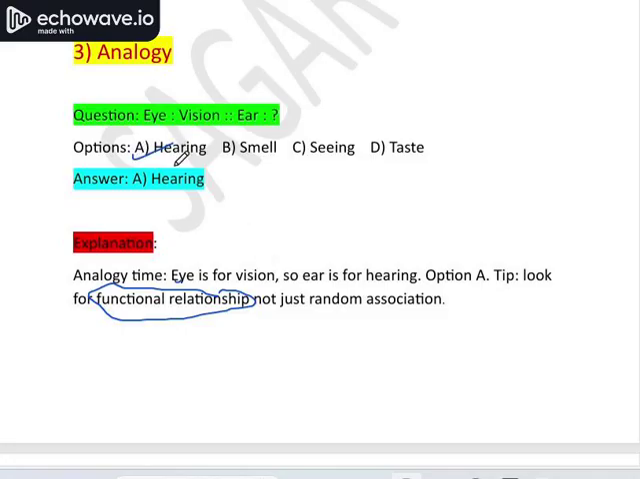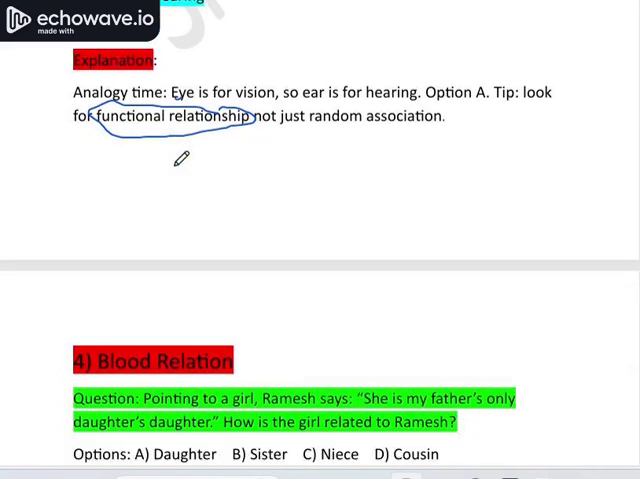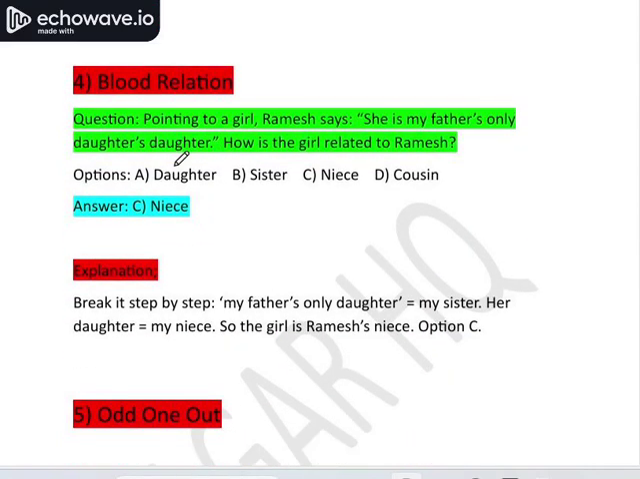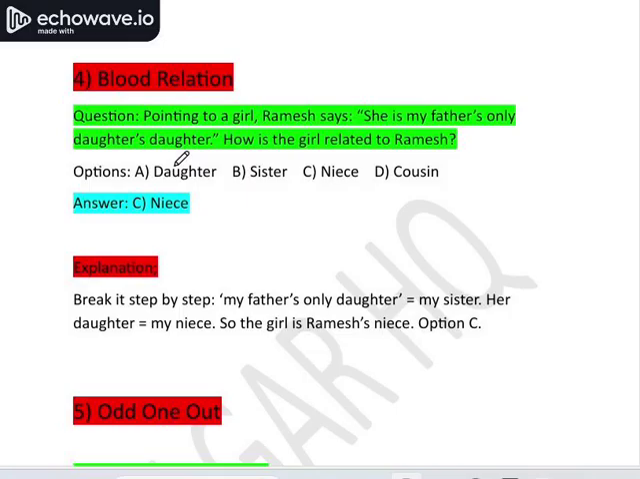The next question is about blood relation. This can be very tricky, but let's break it down step by step. The question is: pointing to a girl, Ramesh says, "She is my father's only daughter's daughter." How is the girl related to Ramesh? The options are daughter, sister, niece, cousin.